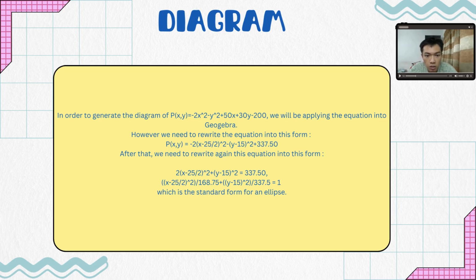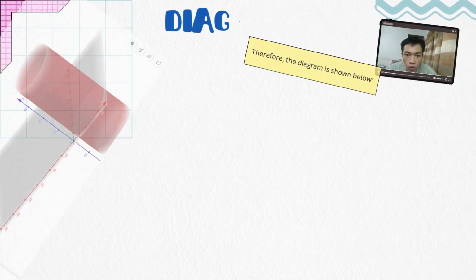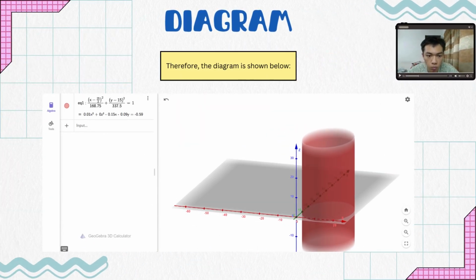Finally, (x - 25/2)²/168.75 + (y - 15)²/337.5 = 1, which is the standard form for an ellipse. And therefore, the diagram is generated as shown below.